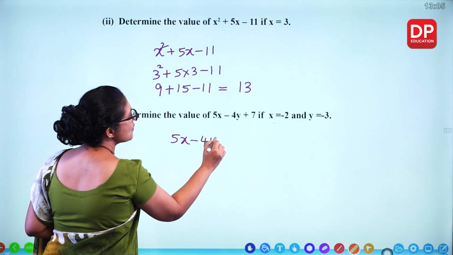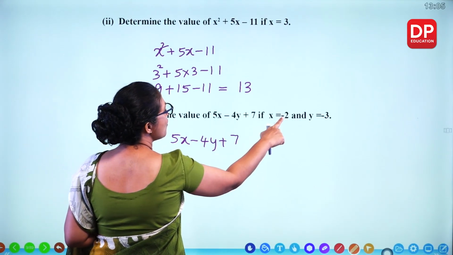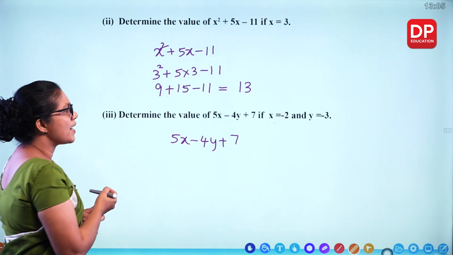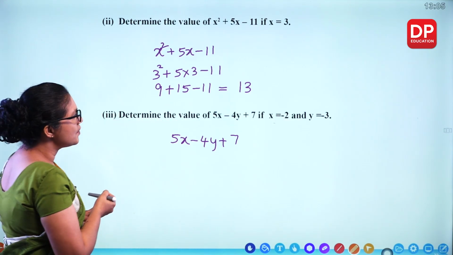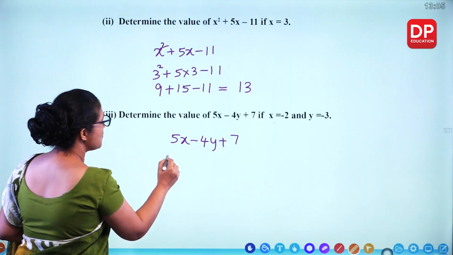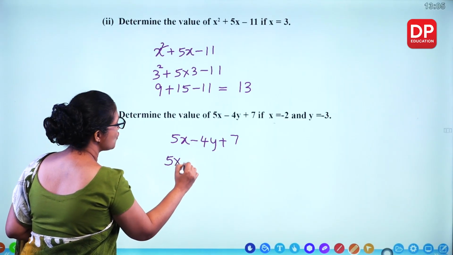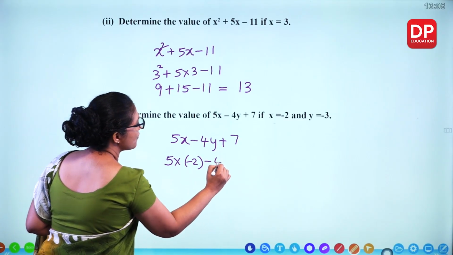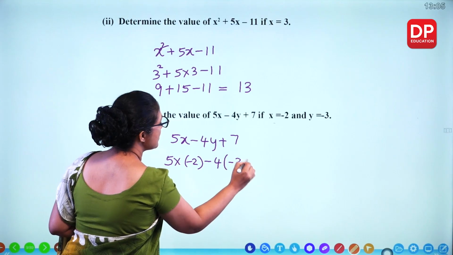What's the expression given here? 5x minus 4y plus 7. You are asked to find the value when x equals minus 2 and y equals minus 3. Substitute. 5 times minus 2, and y times minus 3.